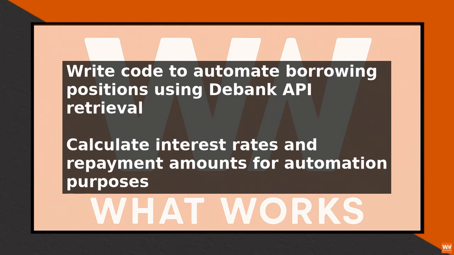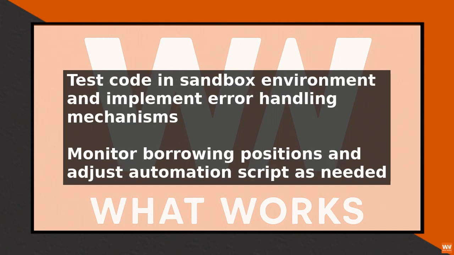When automating your Debank borrowing positions, it is essential to follow best practices to minimize the risk of errors and losses. You should always test your code in a sandbox environment before deploying it to a live environment. You should also implement error handling and logging mechanisms to ensure that any issues are detected and resolved promptly. In addition, you should always monitor your borrowing positions and adjust your automation script as needed to ensure that it continues to work correctly and efficiently.